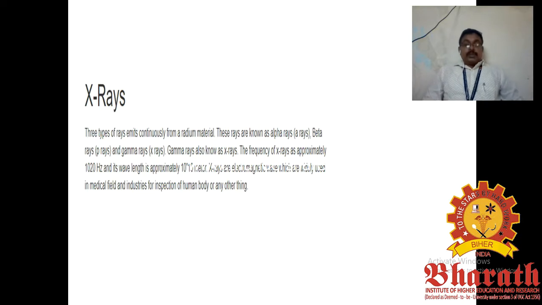The first one is the X-ray machine, which was discovered very early for basic diagnosis. Of course, we all know when we have any fracture or any problem related to our bone and skeletal system, we use these X-rays. Three types of rays are emitted continuously from a radium material. These rays are known as alpha, beta, and gamma rays. The gamma rays are also known as X-rays. We are going to concentrate on the gamma rays.